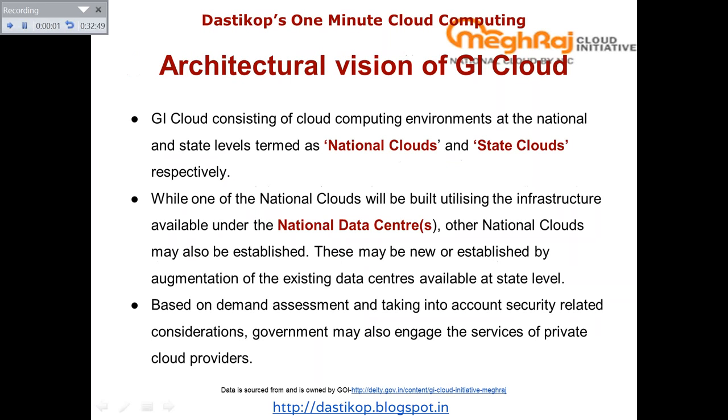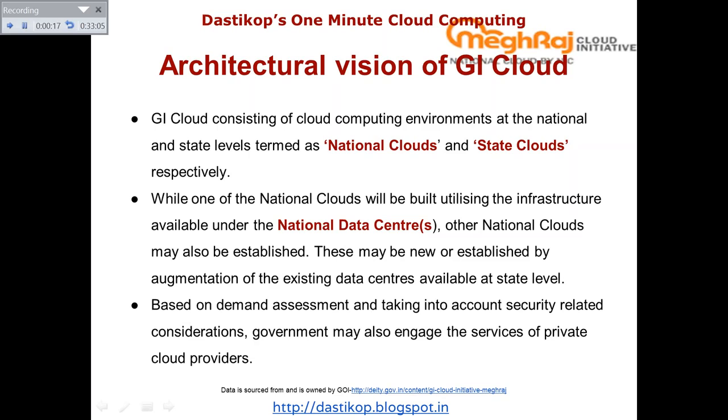These national clouds and state clouds are the responsibility of the state, but they would be building on the basis prepared by the central government. And we will have what are known as national data centers, which effectively store the data of both central and state governments.